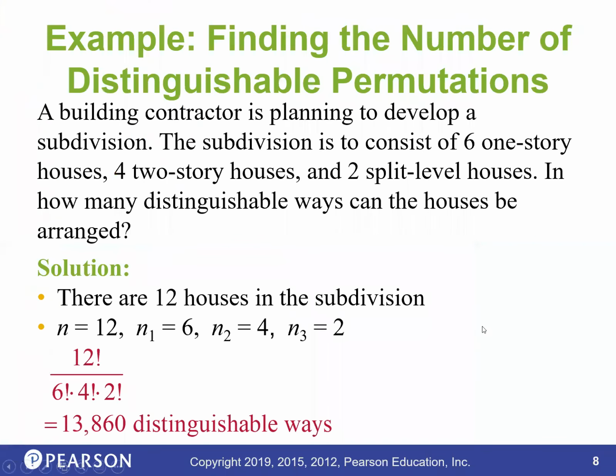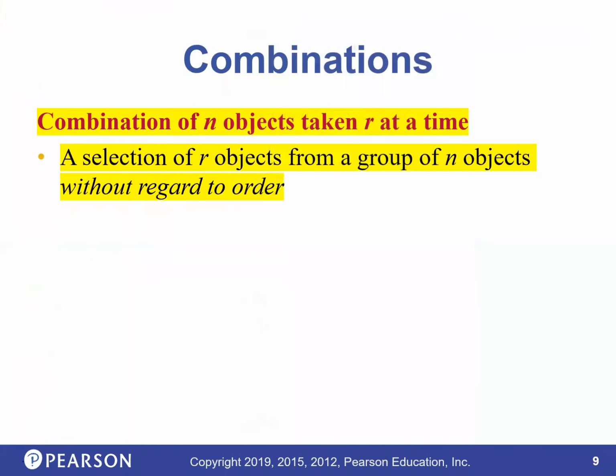This one, okay. Are we done? Yeah, so we had something called permutations. Now we have something called combinations.